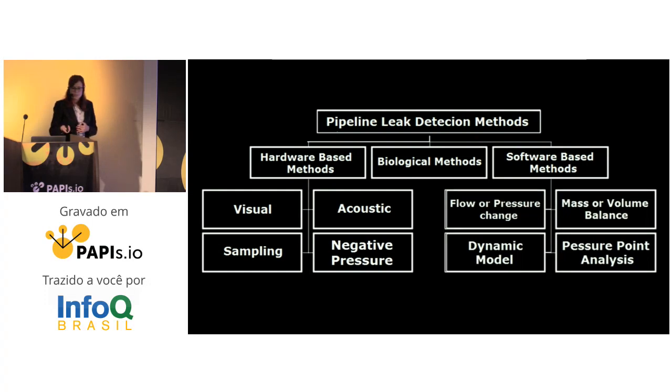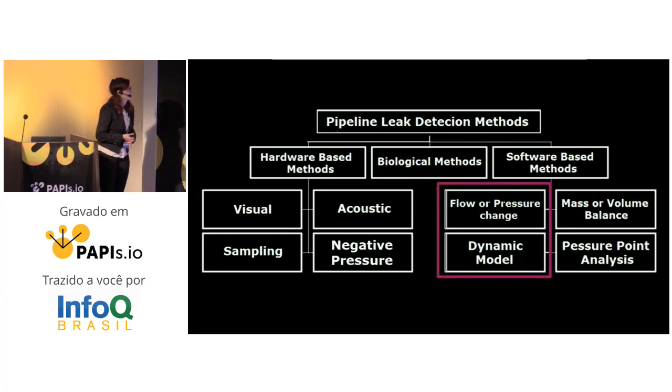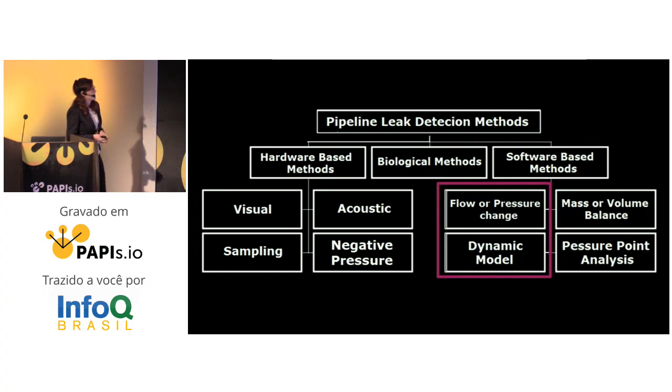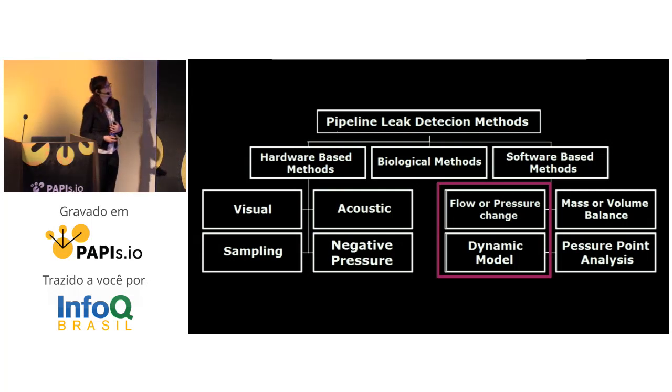So in software-based methods, we can have mass or volume balance, pressure point analysis, but we focused on flow and pressure change in building a dynamic model, because we were dealing with data, and as I said, the pipeline was smaller than the usual. It was less than 10 kilometers.